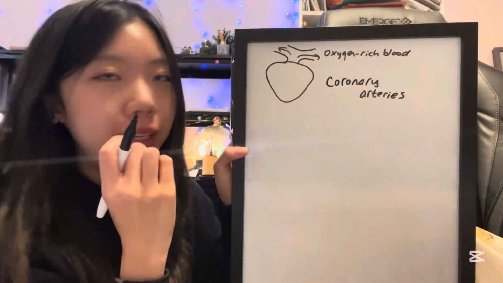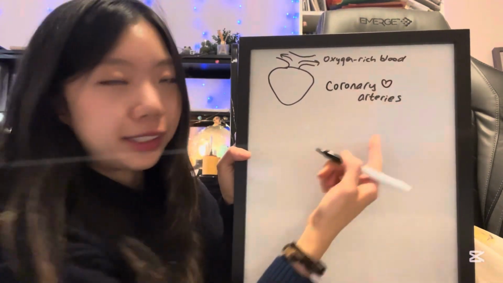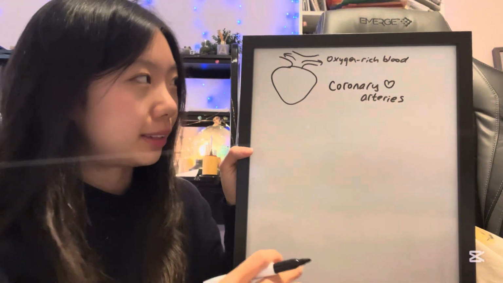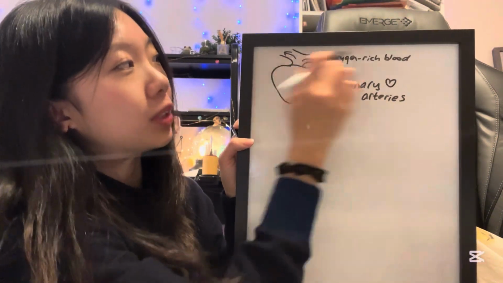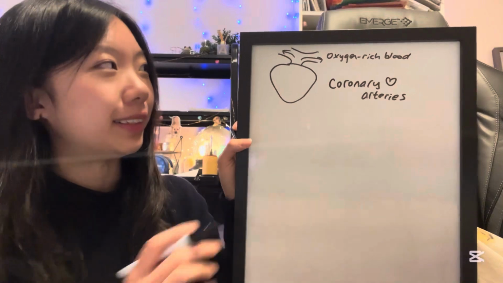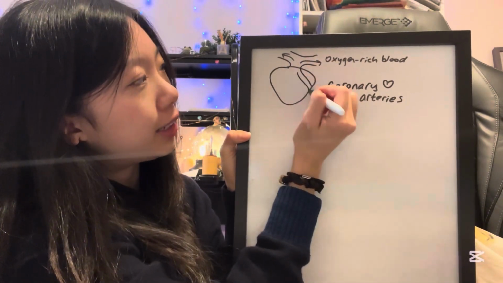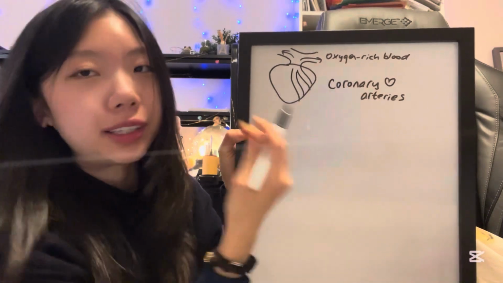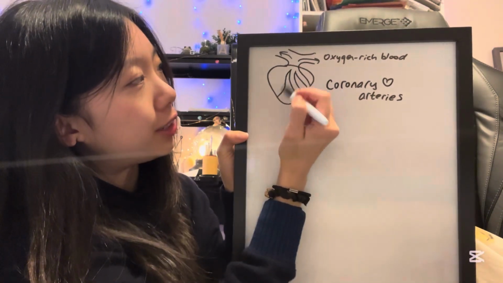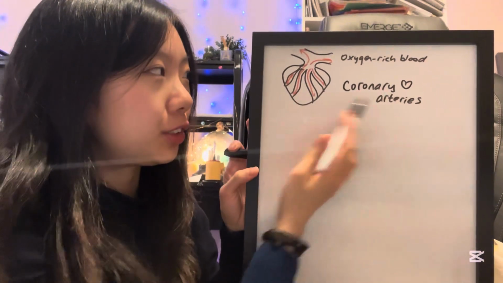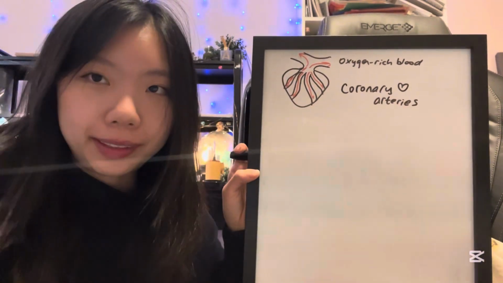Coronary meaning related to the heart, and arteries meaning blood vessels that take blood away from your heart. So as the heart pumps oxygen-rich goodness to your body's tissues, the coronary arteries ensure that the heart actually gets a share of this oxygenated blood. So to help you understand this even further, let's break down the structure of the coronary arteries.